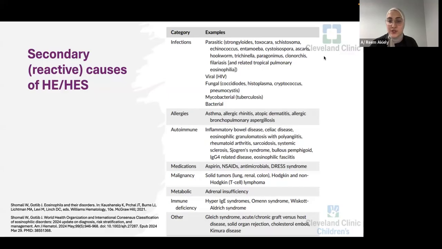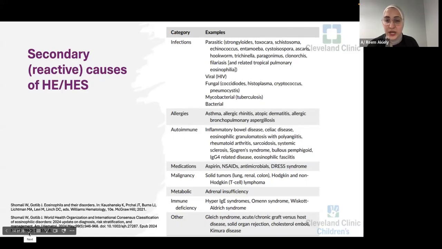And in terms of immunodeficiency syndromes associated with hypereosinophilia, known associations include hyper IgE syndrome, Wiskott-Aldrich, and Omenn syndrome, which is a subtype of SCID that involves lymphadenopathy and hepatosplenomegaly with skin changes and erythroderma. There are multiple other, more rare associations that are not very relevant to our talk, but they include solid organ rejection, which is relevant to our talk, and others like cholesterol emboli and more rare diseases like Kimura disease, which involves mostly skin lesions with lymphadenopathy.